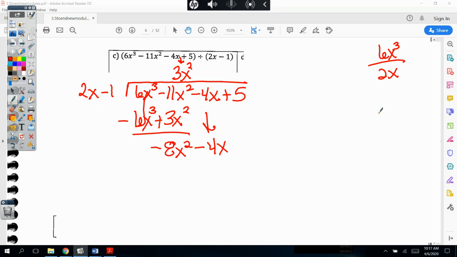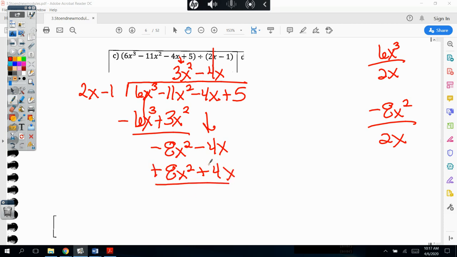Check to see how many times the 2x goes into the negative 8x squared. It'll be negative 4x times. A little glitch, I don't think that'll bother you that much. Negative 8x squared plus 4x. Careful with signs, change all the signs, and you get a negative 8x plus 5.